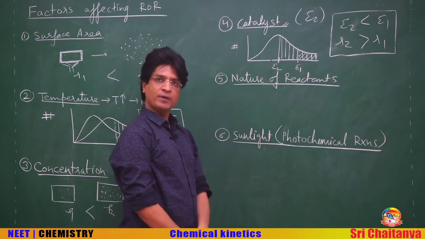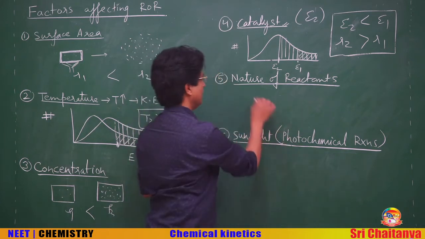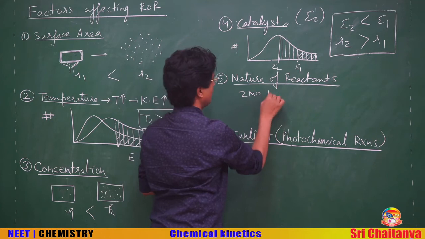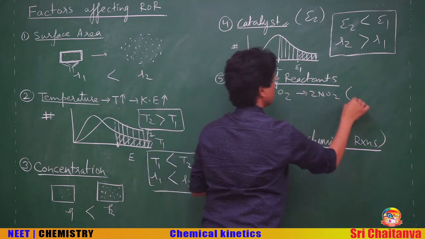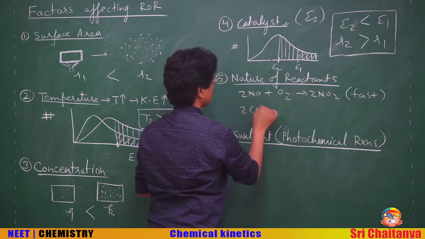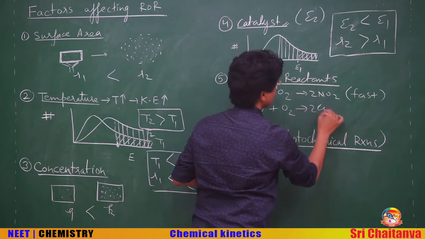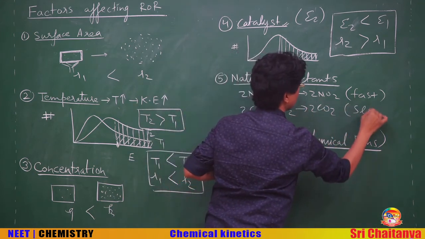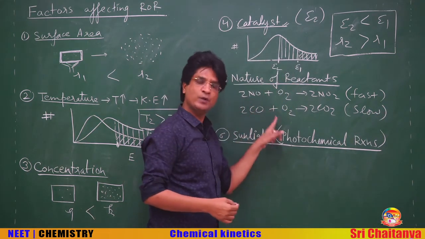Now come to nature of reactants. Say for example, I will take a case of combustion reaction, like say 2NO + O2 will give you 2NO2. See, this reaction is fast. 2CO, carbon monoxide, + O2 will give you 2CO2. This is a slow reaction. Both are combustion reactions, but the first one is fast, second one is slow.